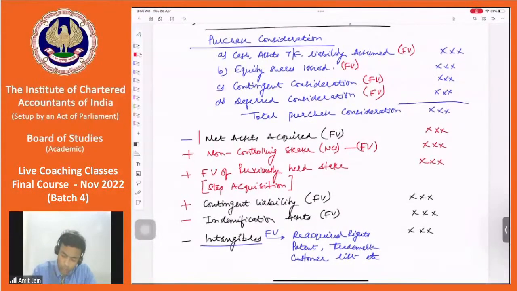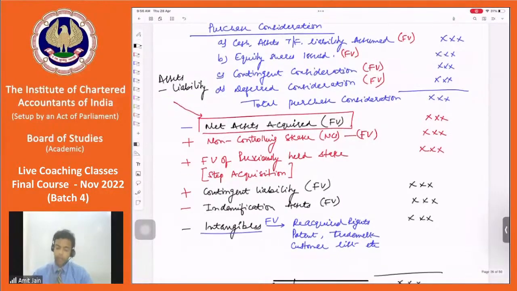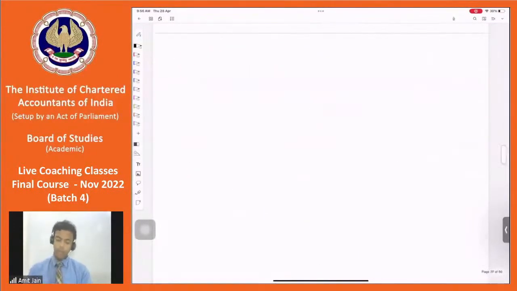So let me also explain this. This is nothing but assets minus liabilities. I'm reducing net assets. Okay, guys, let's talk about NCI as well. What is NCI? Non-controlling stake.